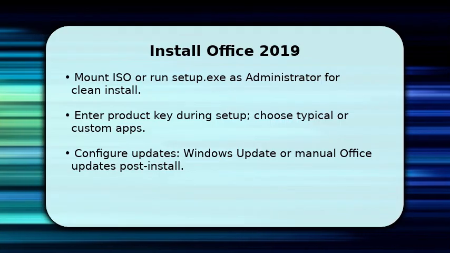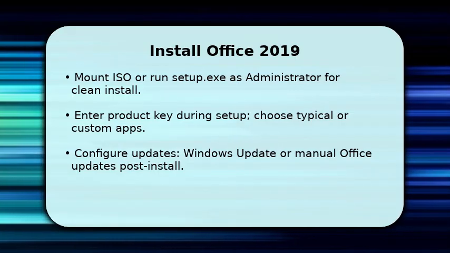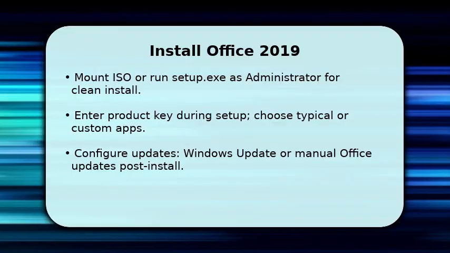Mount the ISO or run setup.EXE as administrator, then follow prompts and enter your product key when requested. Choose Custom Install if you need only Word, Excel, PowerPoint, and omit unused apps. This saves disk space. Once installation completes, make sure you configure update channels.